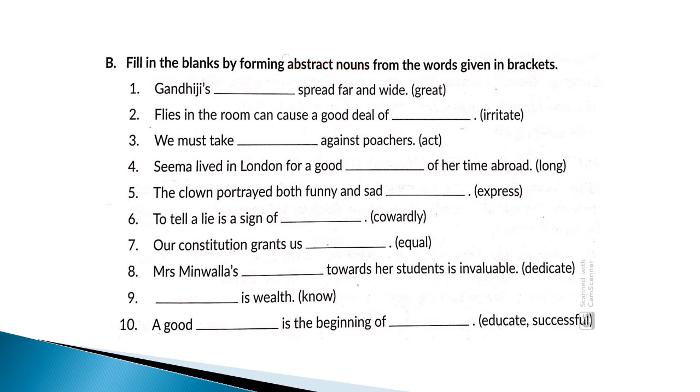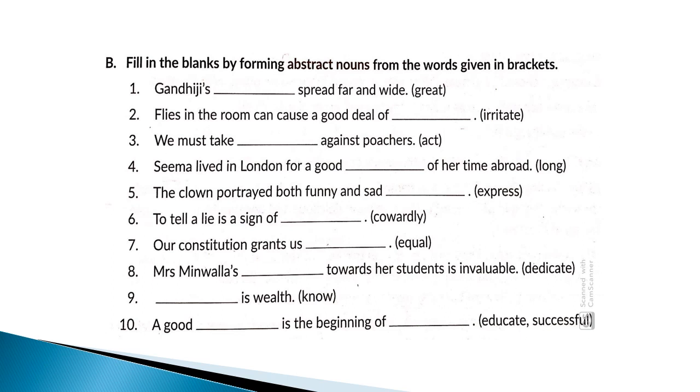Gandhiji's greatness spread far and wide. Flies in the room can cause a good deal of irritation. We must take action against poachers. Poachers are those people who hunt or kill animals illegally. Seema lived in London for a good length of time abroad.